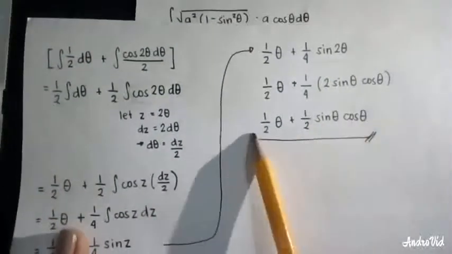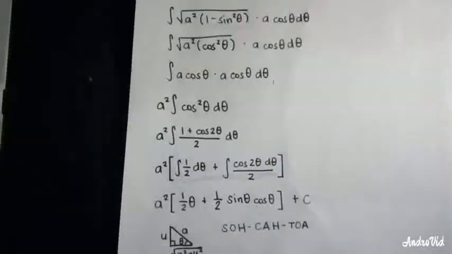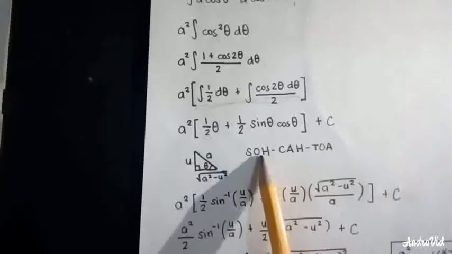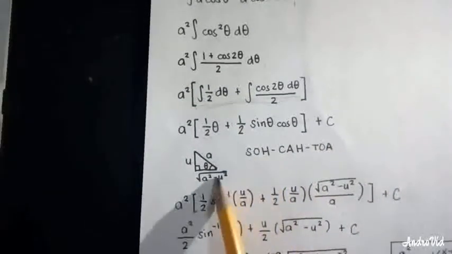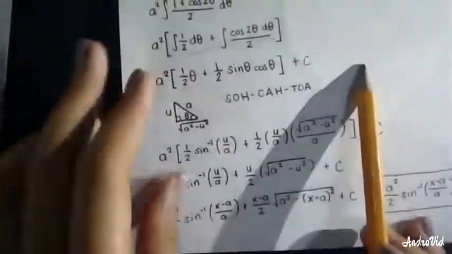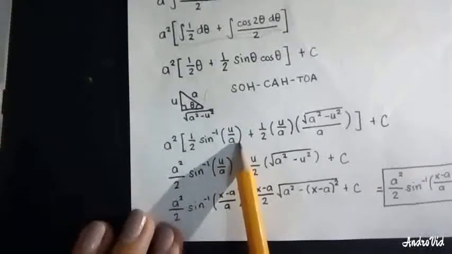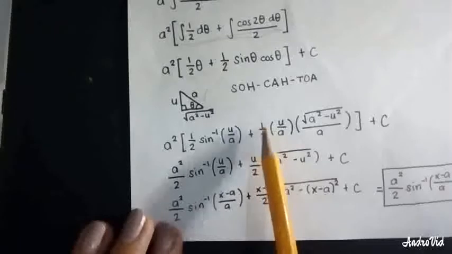So we're going to plug this in here. We have a squared times (1/2 theta plus 1/2 sine theta cosine theta) plus c. Now we're going to undo the theta substitution. Since we know that theta is equal to sine inverse of u over a, we would get 1/2 sine inverse of u over a, that's from theta, plus 1/2.